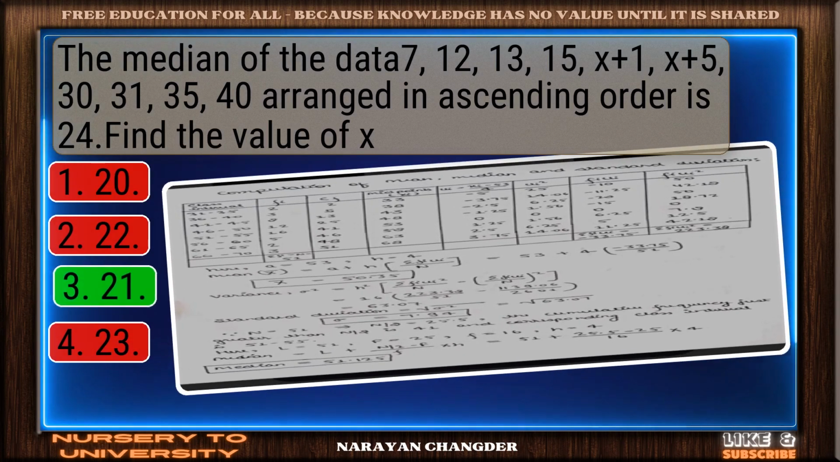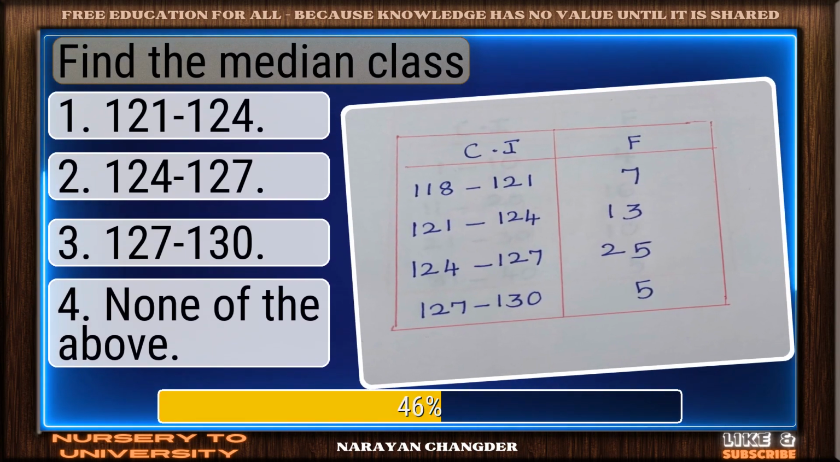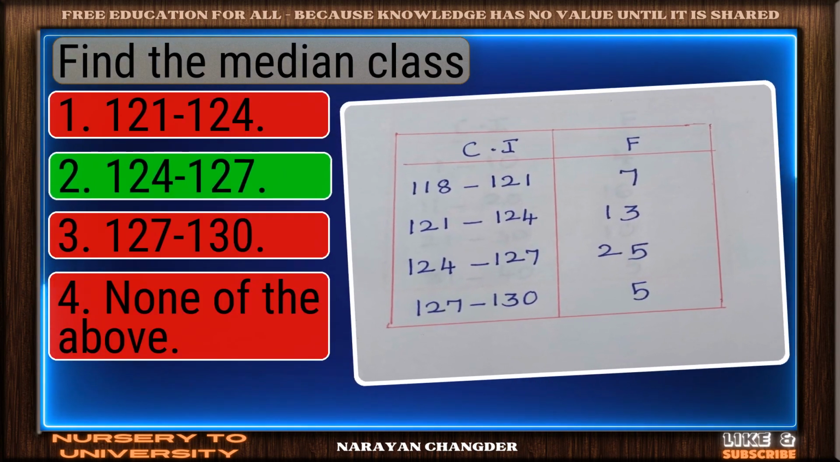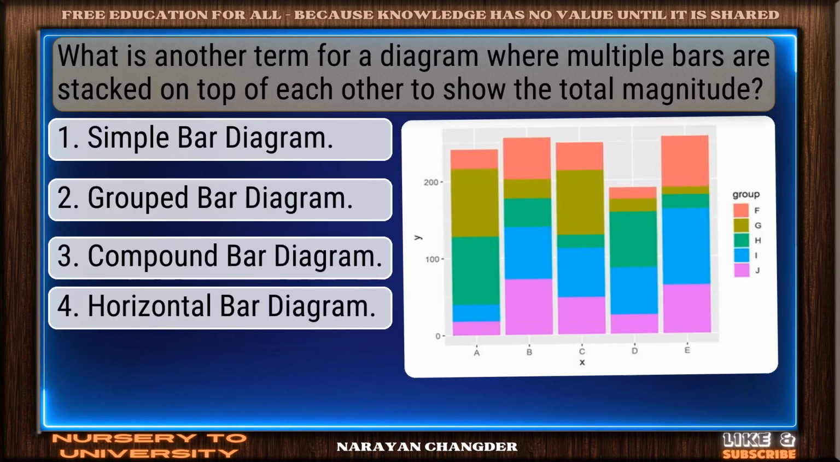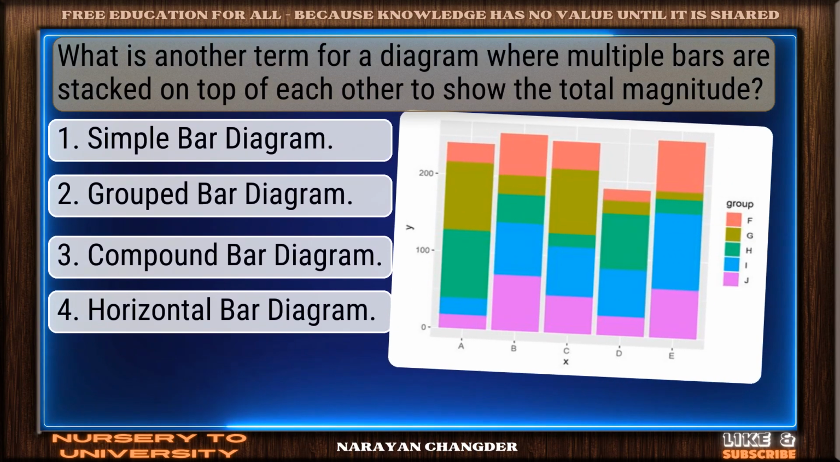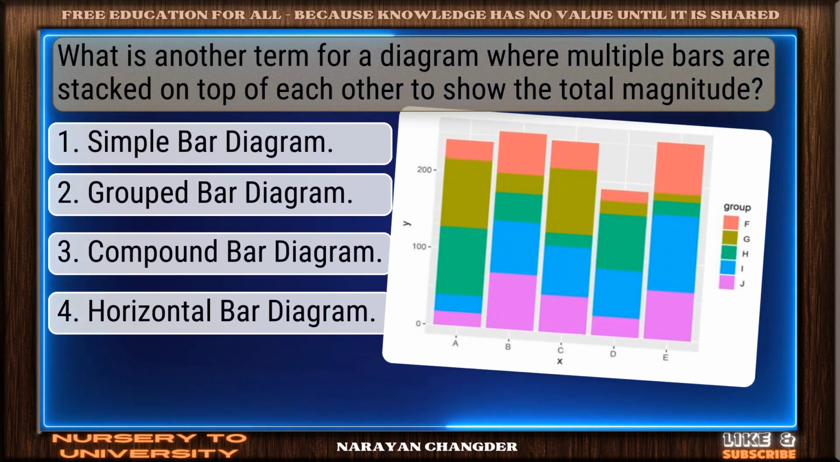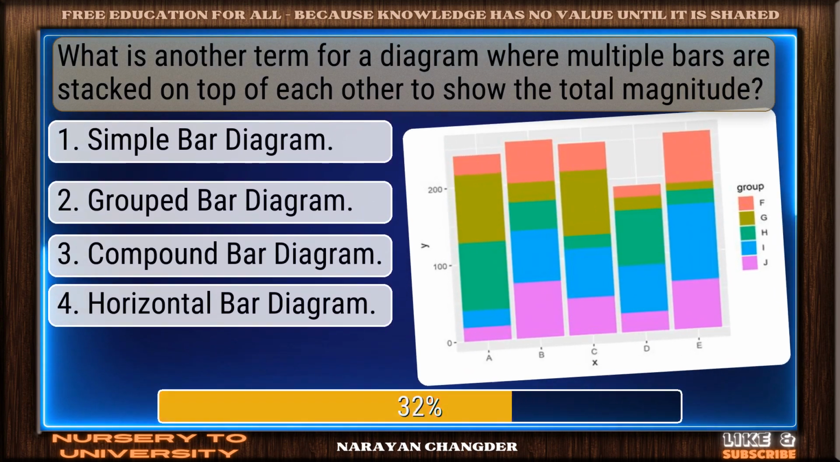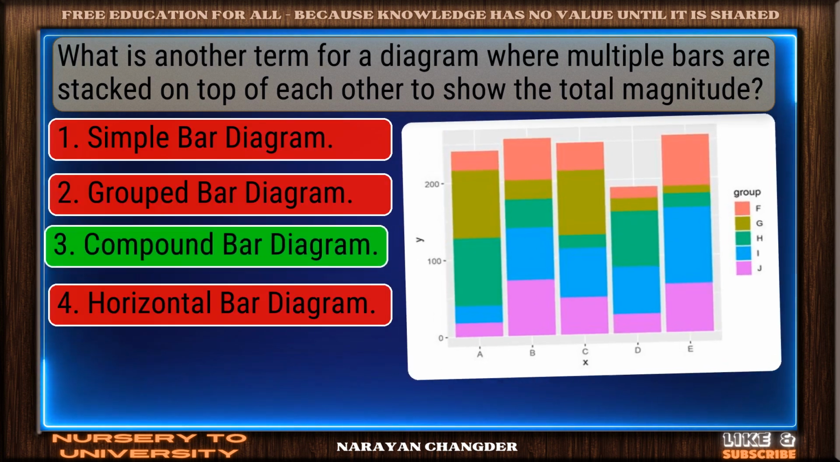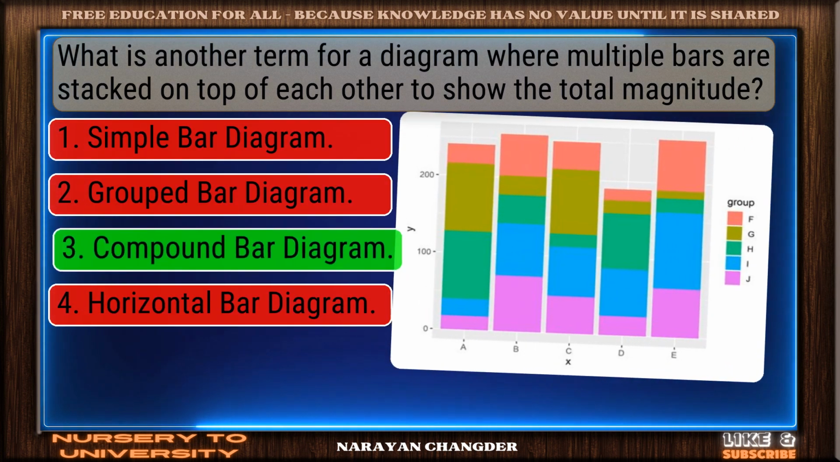Nice work. 21 fits perfectly. Find the median class. 124, 127. What is another term for a diagram where multiple bars are stacked on top of each other to show the total magnitude? Well reasoned. Compound bar diagram is correct.